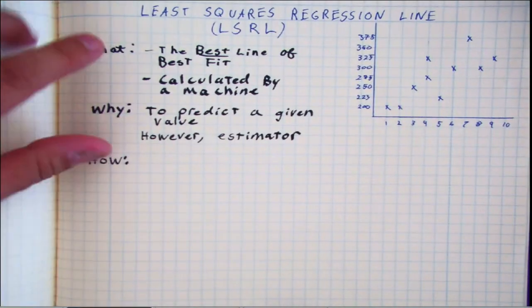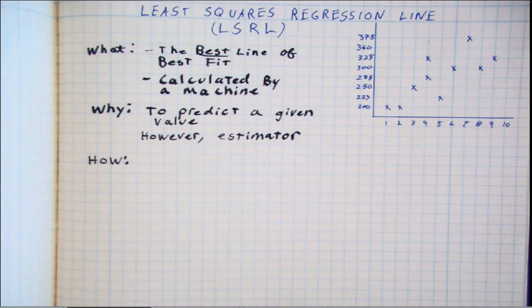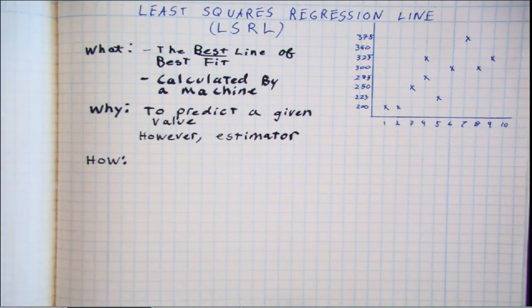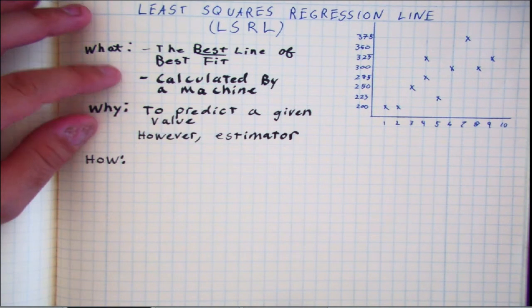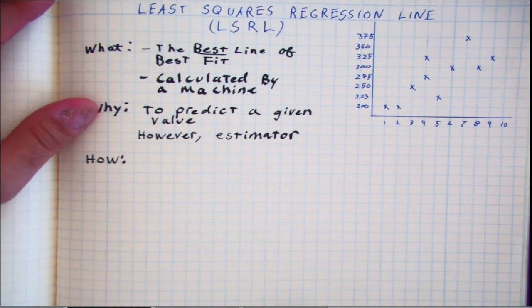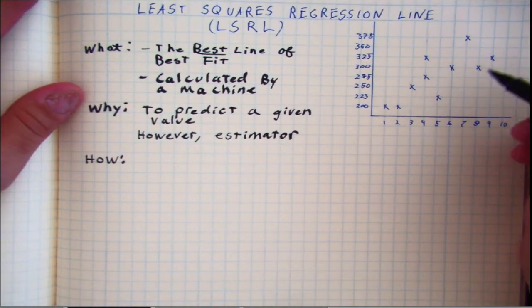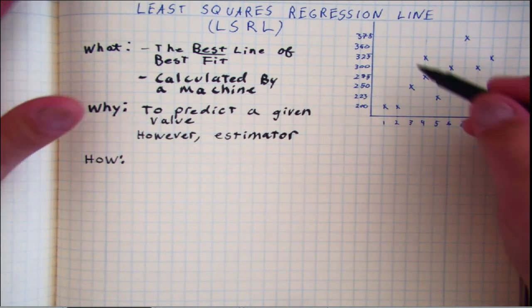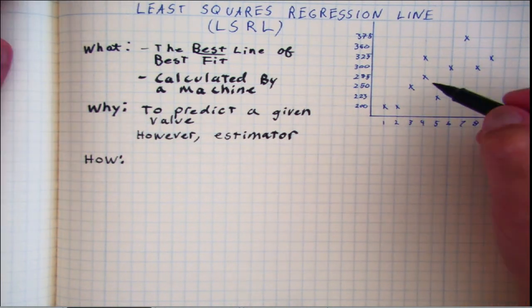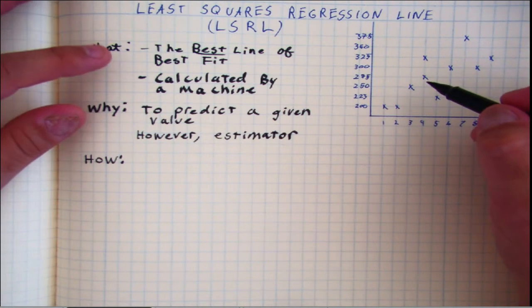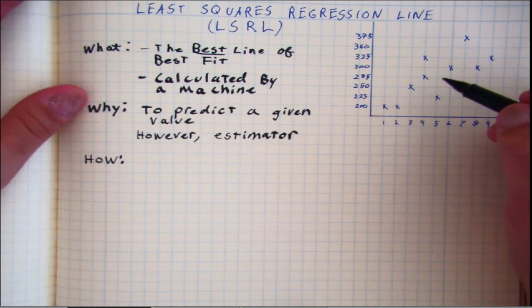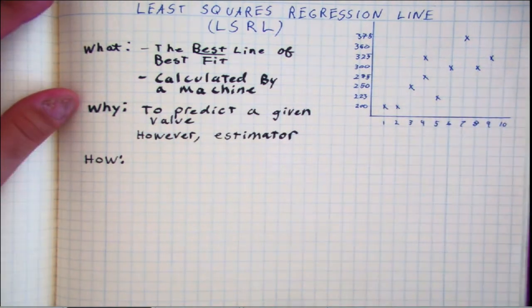But there's a way to calculate the best line of best fit, and that's by using a computer or a calculator. And the line that best fits this data, I can't draw, you can't draw, only a computer or a calculator would be able to draw the exact line. And that line would be called the least squares regression line.